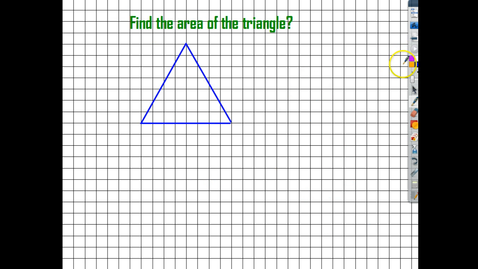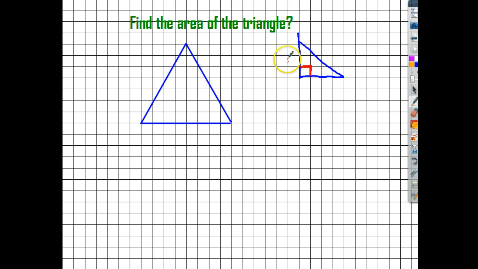Next problem, we're going to have a triangle. And we have to find the area of the triangle. And I've purposely made this one a non-right triangle. A right triangle will look something like this, or it could look something like this. Hopefully the lines are straight. And it's going to have a box at the corner that signifies that that is a 90-degree angle.